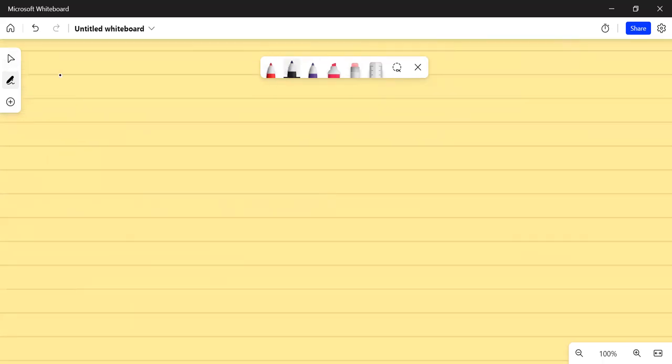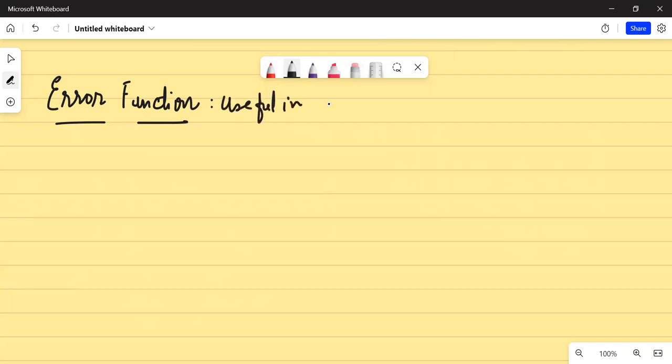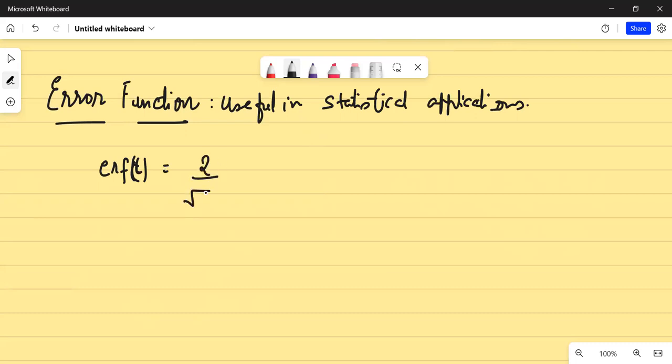This is something that we are going to study in more detail, probably in error analysis in experimental physics. So right now, I'm just giving you something called the error function. What is the error function? It is quite useful in statistical applications. And the error function in general is defined by this: erf(t), the error function as a function of t, is defined as 2 upon root pi, integration from 0 to t, e to the power minus z squared dz. So this is your error function.